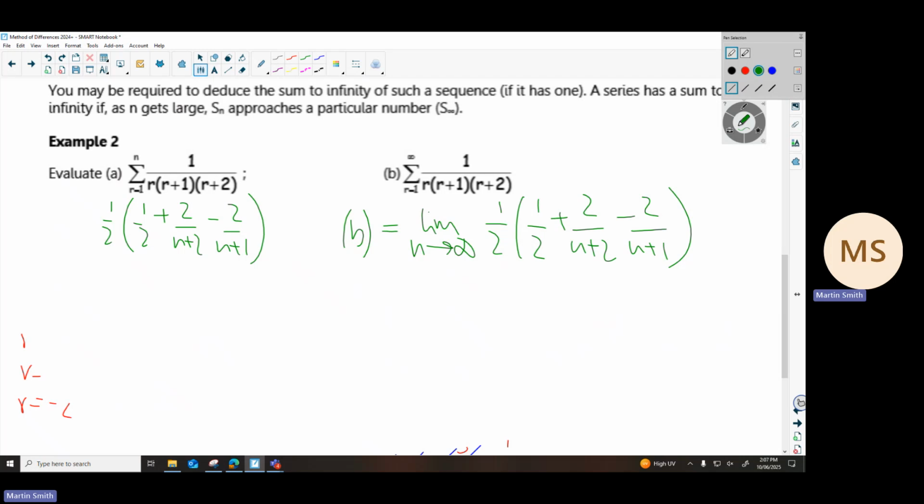Now, the idea is this. As n tends to infinity, n gets larger and larger and larger. n plus 2 and n plus 1 will get larger and larger and larger. So 2 over them would get smaller and smaller and smaller. So these two terms here are going to approach 0. So therefore, the answer is a half into a half plus 0 plus 0. The sum to infinity of this sequence is given by a quarter.